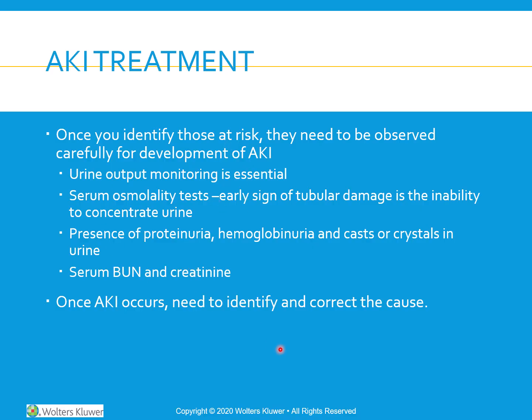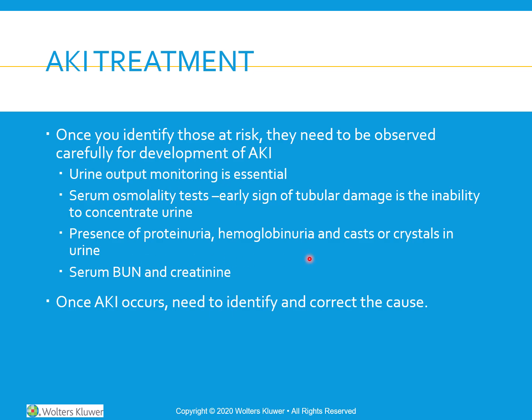And we can also look at things like serum osmolality tests. So one of the early signs of tubular damage within the kidney is the inability to concentrate urine. So if we get someone who, on urine testing, has really unconcentrated urine, so it's pretty dilute, that might be an early indicator of AKI, especially when we're not expecting that dilution. You know, we have relatively even I and O's, but we're not concentrating urine well. That could be something to really monitor for.